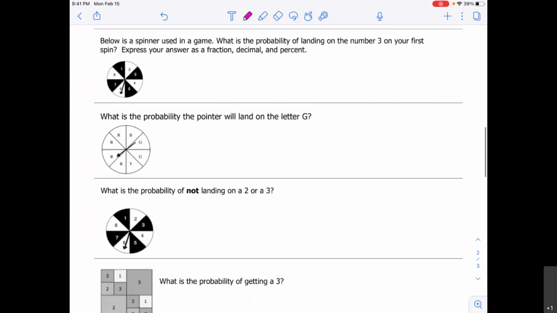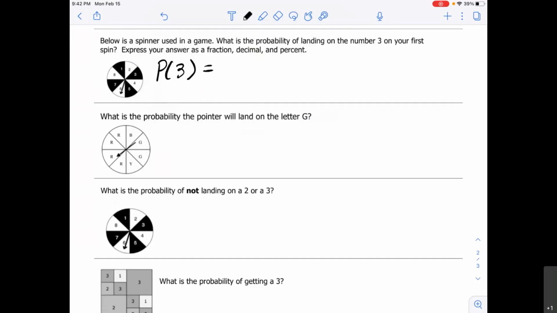So we're going to do a few more probabilities and just get used to thinking of them. Here's a spinner, and spinners are a thing that we use a lot for probabilities. What is the probability of landing on the number 3 on your first spin? Written as a fraction, decimal, and percent. So in this case, we want the probability of a 3. See if you can answer this problem. Restart the video when you're ready to go.